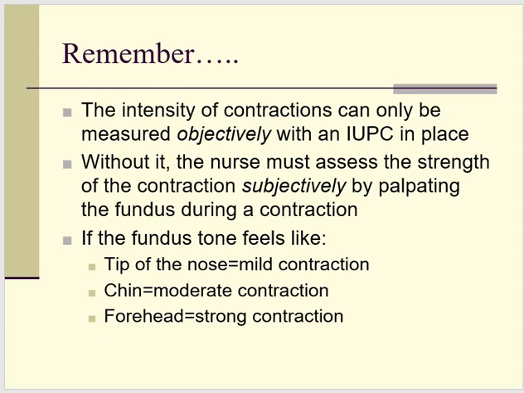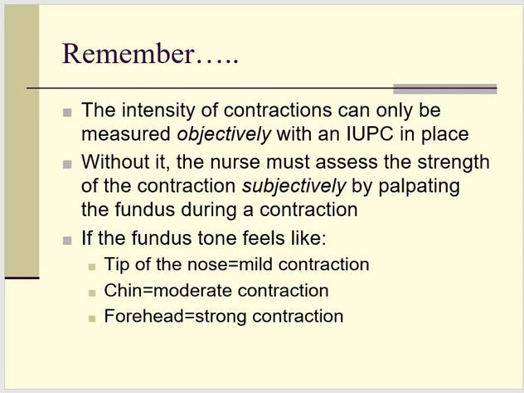Remember that the intensity of contractions is only measured objectively if you have an IUPC in place. If you do not have an IUPC in place, you're using a TOCO, how do we tell how strong the contractions are? By palpation. This is subjective, but it gives us a good idea. If that hard muscular part of the uterus at the top, the fundus, feels like the tip of your nose, touch your nose right now. Feel how it's kind of soft, has some give to it, but it's firm underneath.